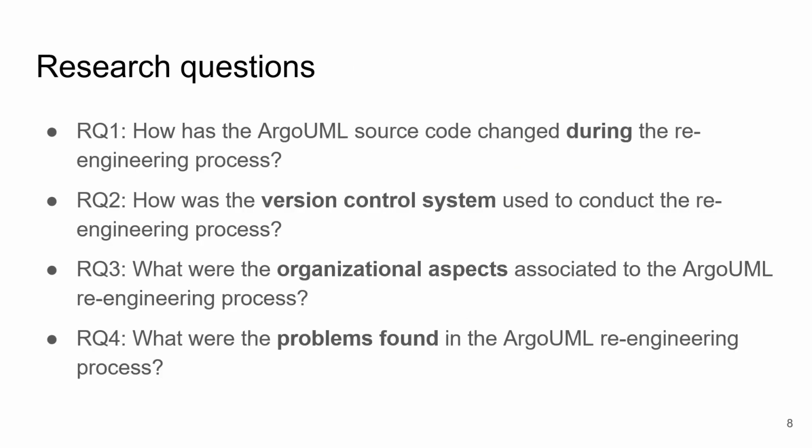The insights that I will present next are related to the following questions. How did the ArgoUML source code change during the re-engineering process, with an emphasis on the during and not so much on the final result? How was the version control system used to conduct the re-engineering process? What were the organizational aspects associated with the re-engineering process? And what were the problems found?